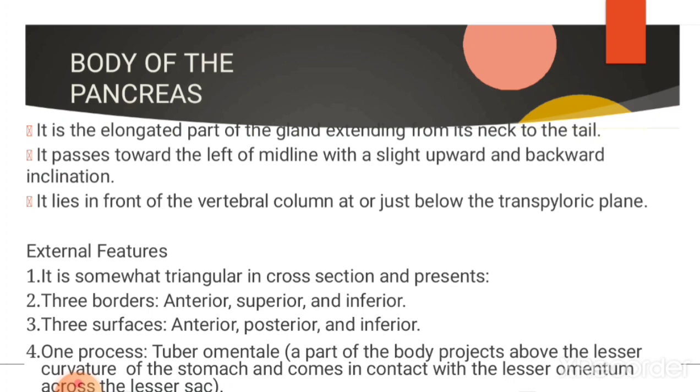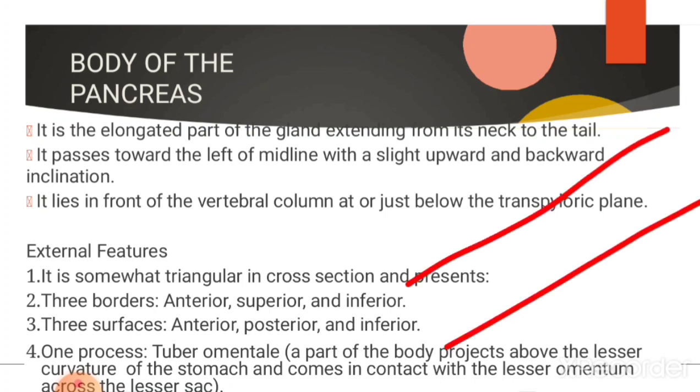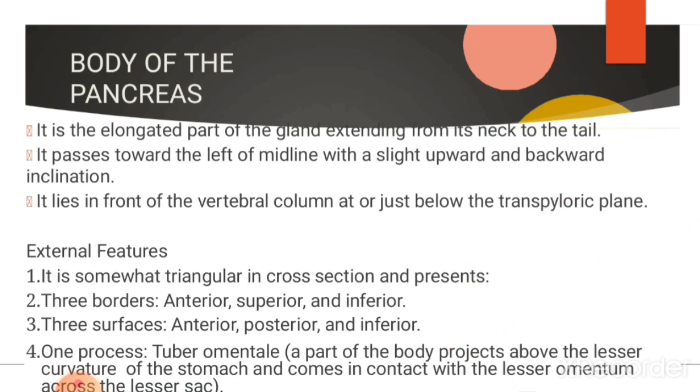Now to come to the body of pancreas. So these are the relations of the body of pancreas. Now what is the body? It is the elongated part of the gland extending from the neck up to the tail, and it passes towards the left of the midline with a slight upward and backward inclination. So this is the upward and the backward inclination, and it lies in front of the vertebral column at or just below the transpyloric plane.